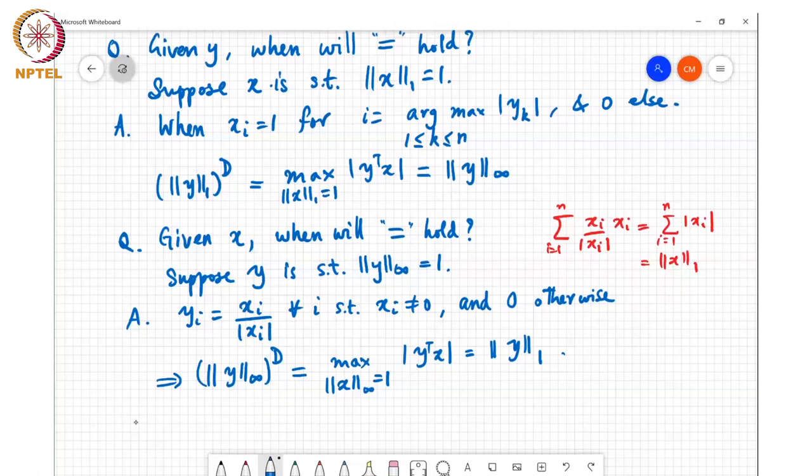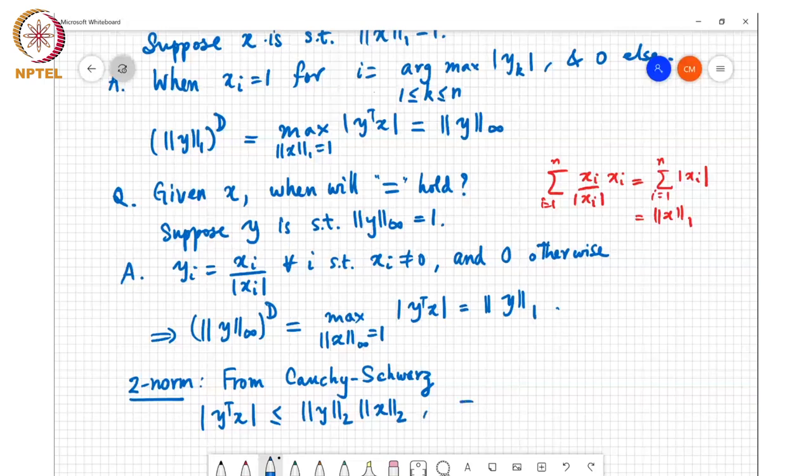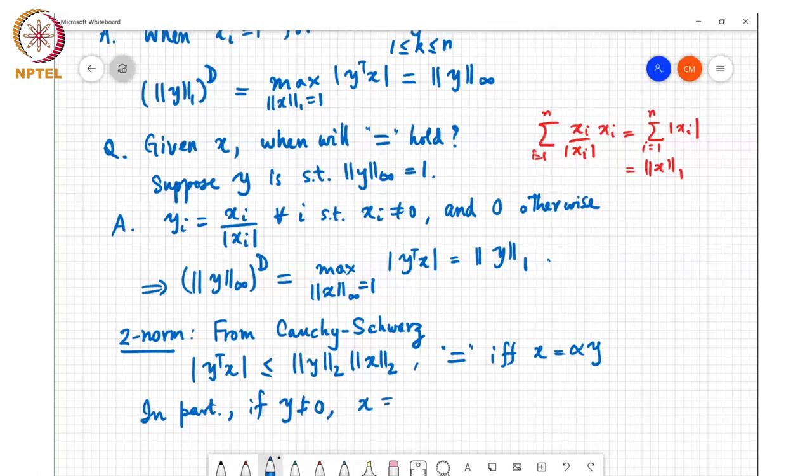Similarly, if I take the L2 norm, then I have from Cauchy-Schwarz, mod y transpose x is less than or equal to the L2 norm of y times the L2 norm of x, and equality holds if and only if x and y are dependent, or x is equal to some alpha times y. So in particular, if y is non-zero, then choosing x to be equal to y over the L2 norm of y satisfies the L2 norm of x equals 1.